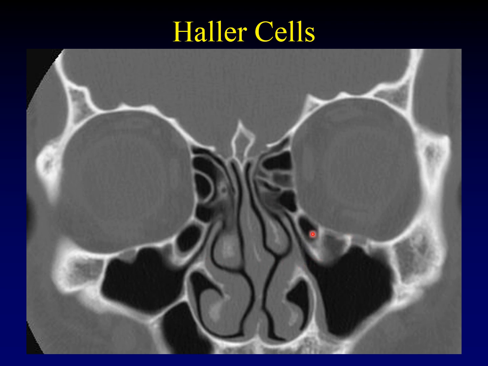Now, often you'll see a septation in the maxillary sinus, and a little pocket of the maxillary sinus will extend up in between the infundibulum and the orbit. That's not necessarily a Haller air cell. A Haller air cell is a discrete ethmoid cell, not just a septation, a partial septation of the maxillary sinus.